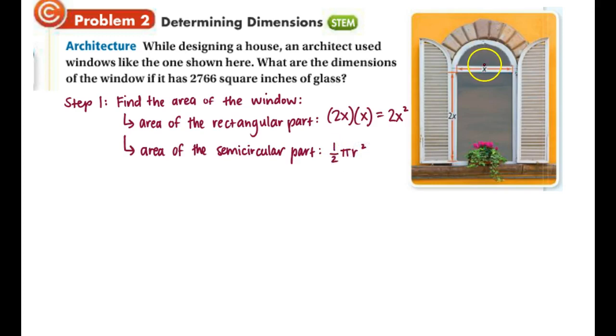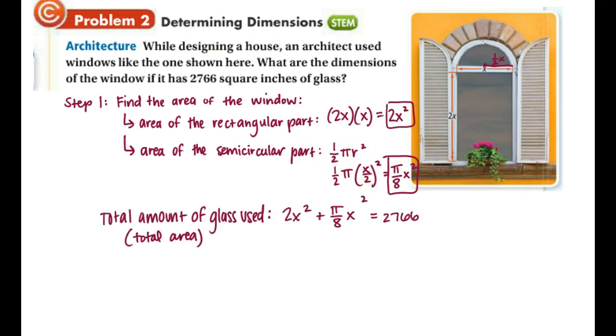Now take a look at this semicircle. We know that the diameter is x, so that means the radius must be 1/2 of x, because remember from geometry, the radius is 1/2 of the diameter. So we want to substitute in for the radius 1/2 x or x over 2, which is the same thing. And when we multiply that and reduce, we get pi over 8x squared. So now we have the areas of the two different pieces of the window.